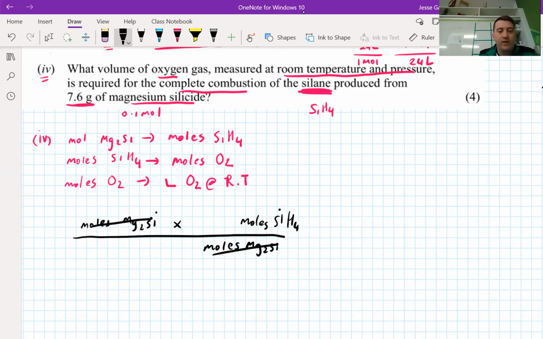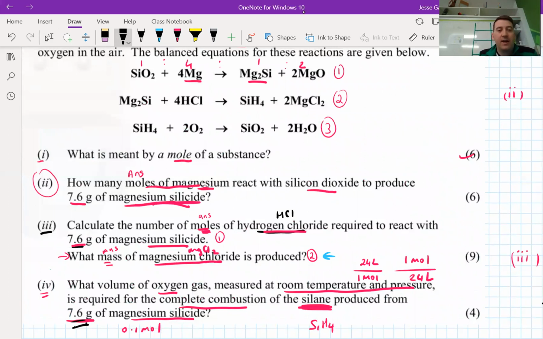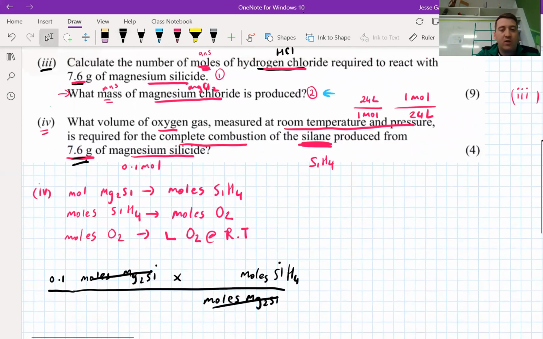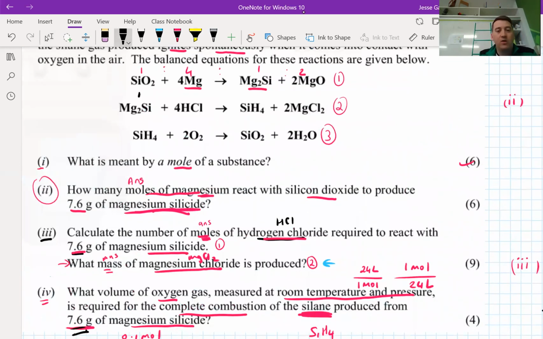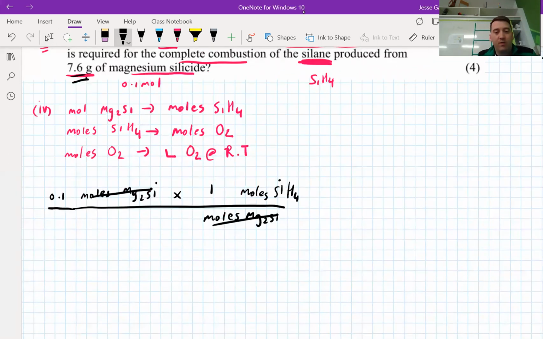All right, so we started with 0.1 moles because that's what 7.6 grams is. We calculated that earlier. And looking at our equation, we can find out the ratio of moles of SiH4 to moles of Mg2Si. Well, it's a 1-to-1 ratio. So that's going to be 1 mole of SiH4 for 1 mole of Mg2Si. So that's going to give us 0.1 moles of SiH4. Very simple, 1-to-1 ratio, so the same amount of moles. That's our part 1 done.